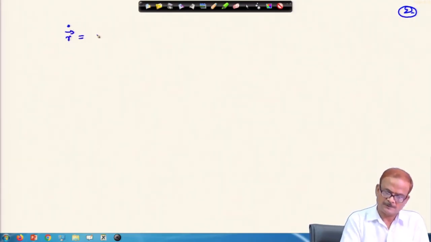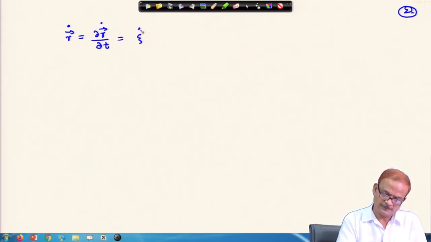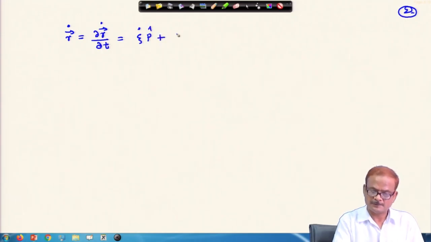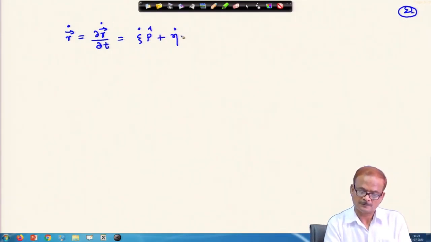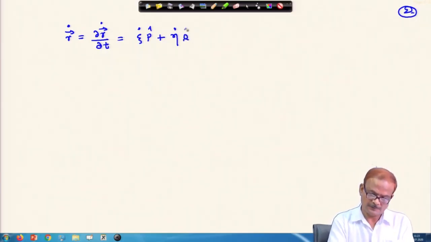So, r dot is nothing but dou r by dou t, which is equal to xi dot p cap plus eta dot times q cap.